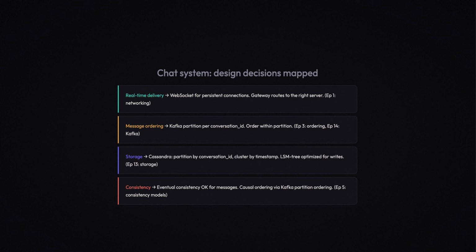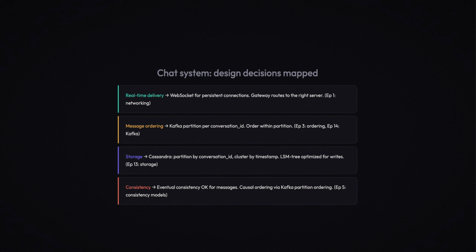Message ordering uses Kafka partitions keyed by conversation ID. All messages in a conversation go to the same partition, giving us strict ordering within that conversation. Episode 3. Ordering. Episode 14. Kafka. Storage uses Cassandra with its LSM tree engine from episode 13. Partition key is the conversation ID, clustering key is the timestamp. This makes fetching the last 50 messages in this conversation a single efficient query.